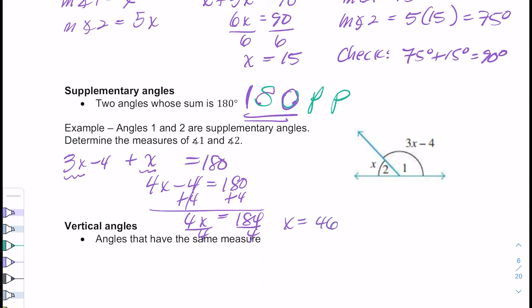So I'm not finished because it didn't ask me what x was. It asked me what the measures of angles 1 and 2 are. So now I have to plug them in. Angle 2 is just x, so that's easy. That's 46 degrees. For angle 1, there's a couple ways I could get my answer. I could subtract 180 minus 46, or I can just plug in 3 times 46 minus 4, and you end up getting 134 degrees.